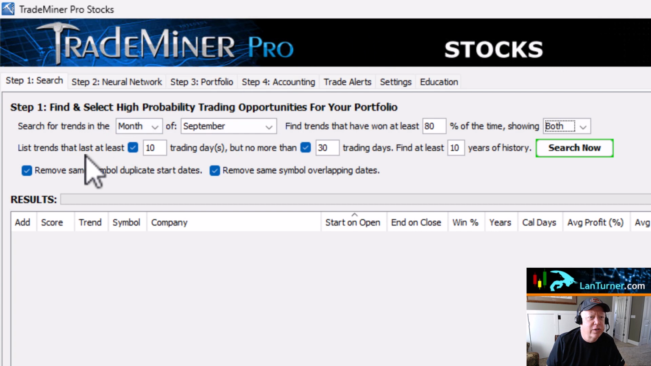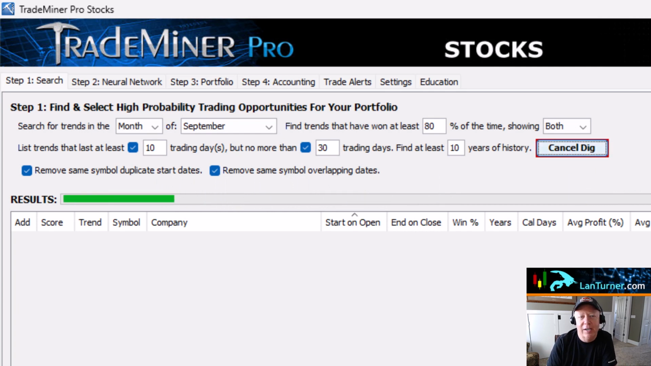So we're going to list trends that'll last at least 10 trading days, but no more than 30 trading days. We're going to find at least 10 years of history. So that means they can go longer, just can't go shorter than 10 years. And then we're going to remove the same symbol duplicate start dates and remove the same symbol overlapping trade dates. So we're going to go ahead and hit search.